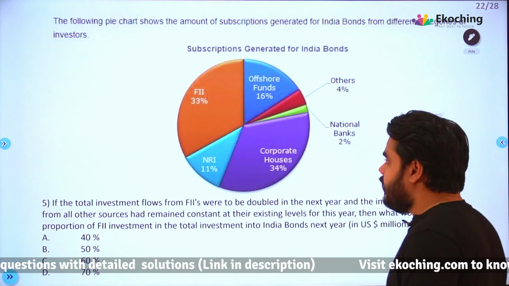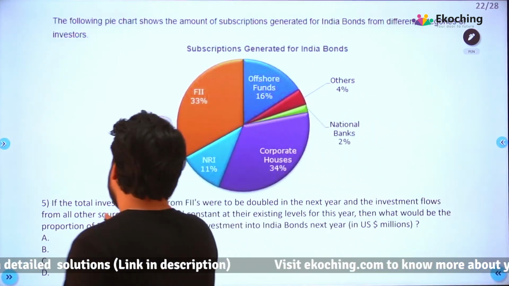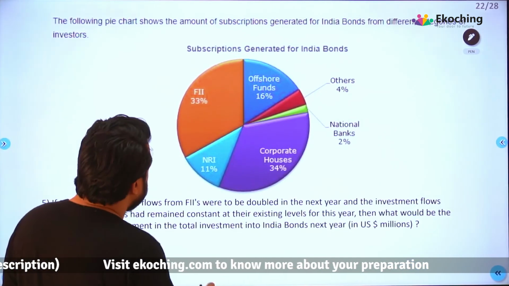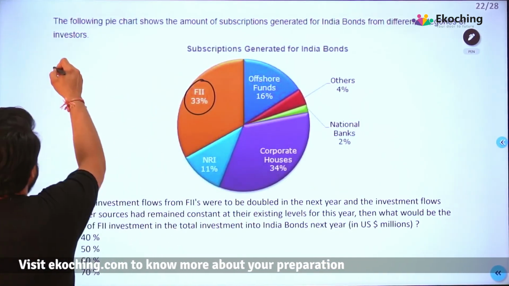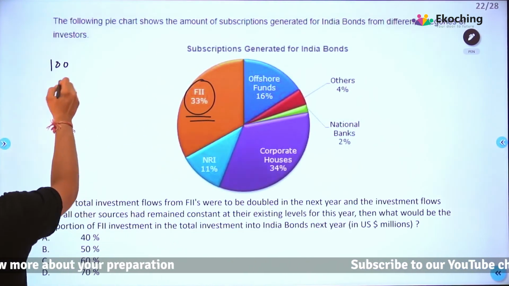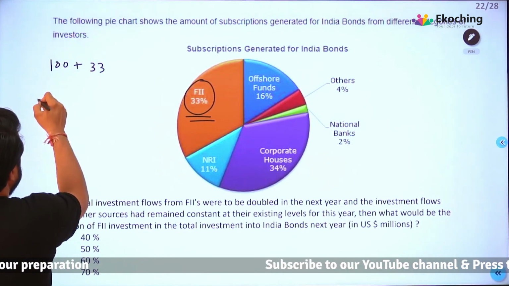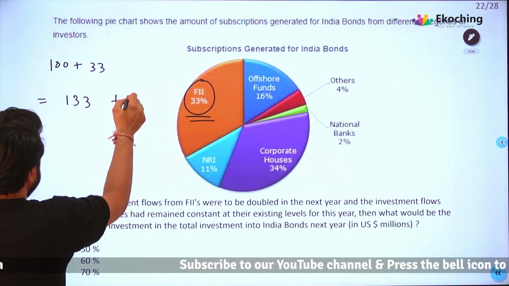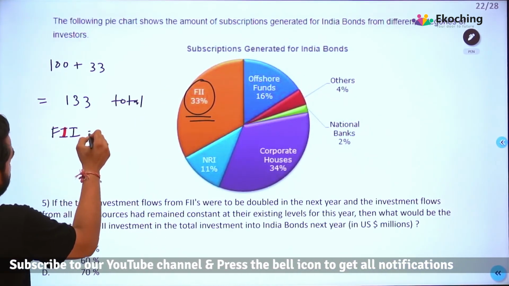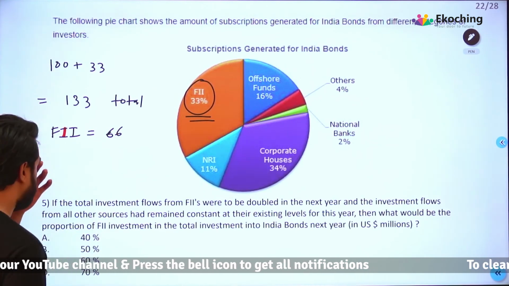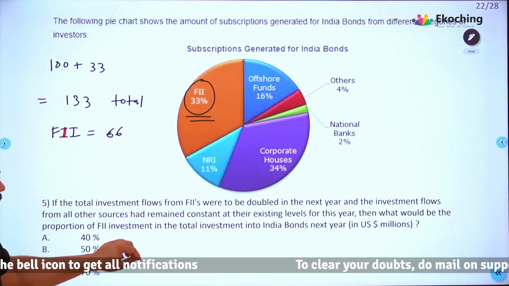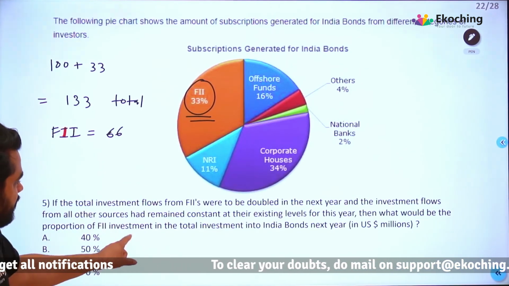Okay, so I hope by now you have marked your answer. Let's try to do it together. Total investment flows from FIIs were to be doubled in the next year. FII जो है वो डबल होने वाला है. इसका मतलब पहले जो आपका 100 था उसमें 33 ऐड हो जाएगा नेक्स्ट ईयर. सो ये हो जाएगा 133 टोटल, जिसमें से FII कितना है? FII है 66. ओके, 133 टोटल, FII 66 है. बाकी सब कुछ कांस्टेंट.